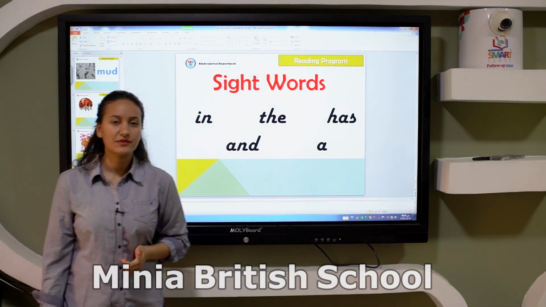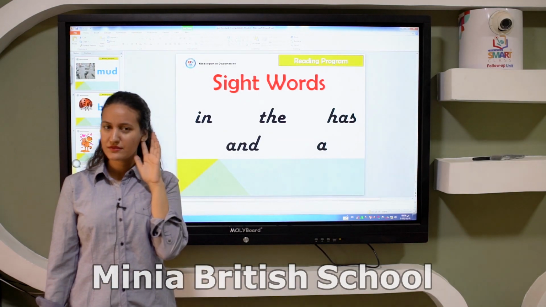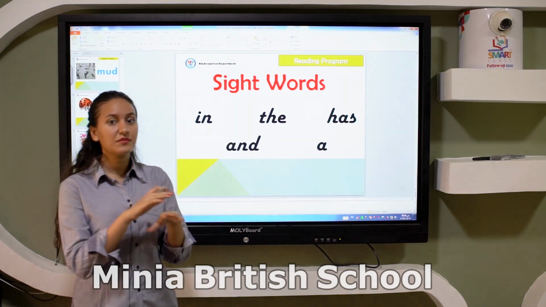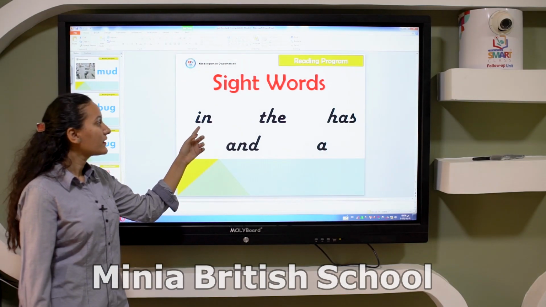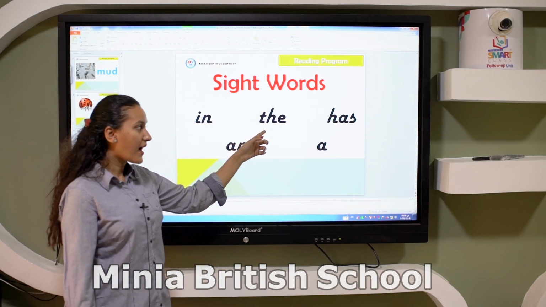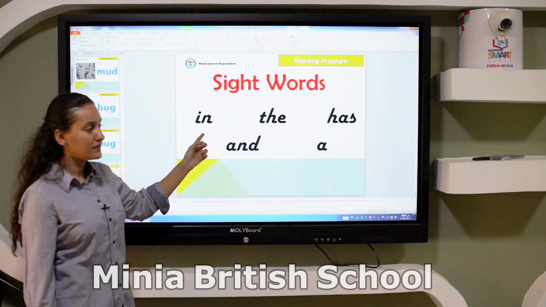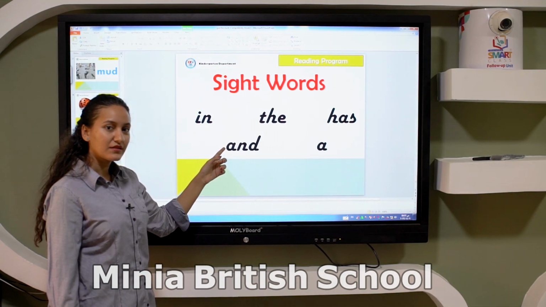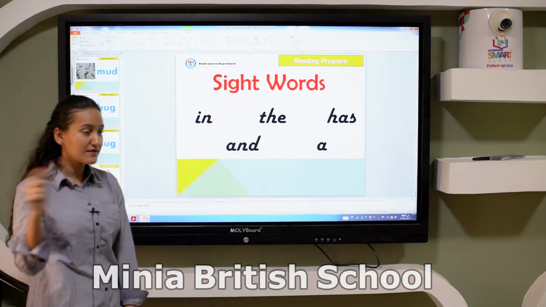And here we have sight words. Do you remember what the meaning of sight words is? Yes, sight words are words we can't segment, okay? Like what? What is this word? It's in. And this word, we can say the. The. Has. Good job. And this word, it's and, and a. Okay, let's revise it.